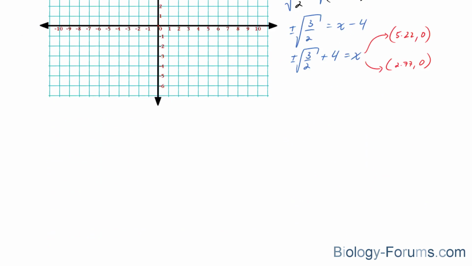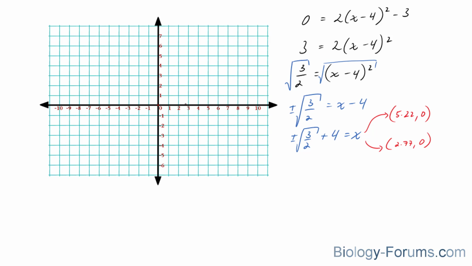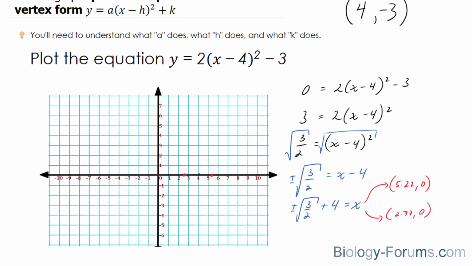So what we'll do next is plot these two points. 2.77 looks like it's over there, and 5.22 looks like it's roughly here. And lastly, our vertex, 4 and -3, is right there. And this point lies directly in the middle of these two roots. Now, since our a was positive, 2 being positive, this parabola will point up, and so you'll end up with something that looks like this. And over here, you have the symmetrical version, and it goes upwards.